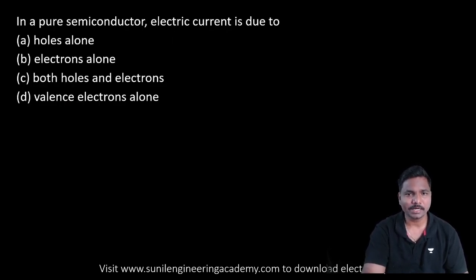In pure semiconductor, electric current is due to dash. In pure semiconductor, the number of electrons is equal to the number of holes. So the current is due to both holes and also electrons.